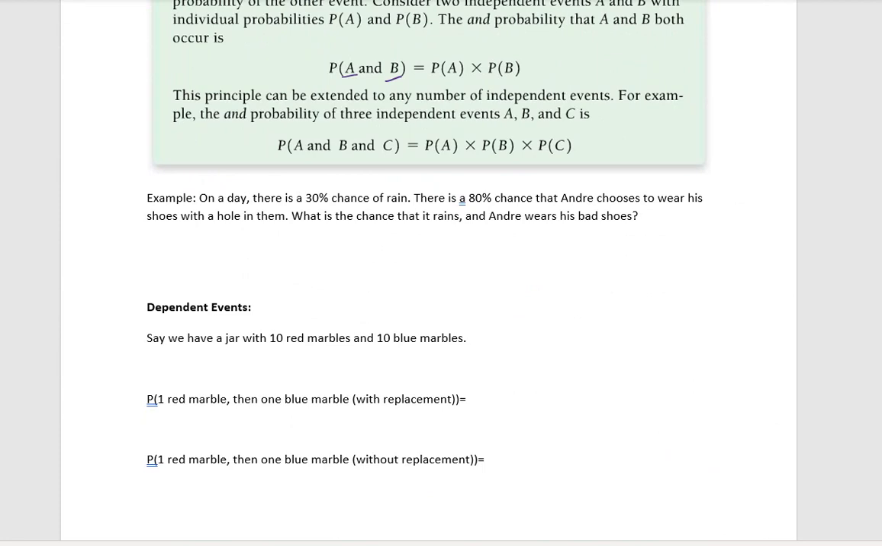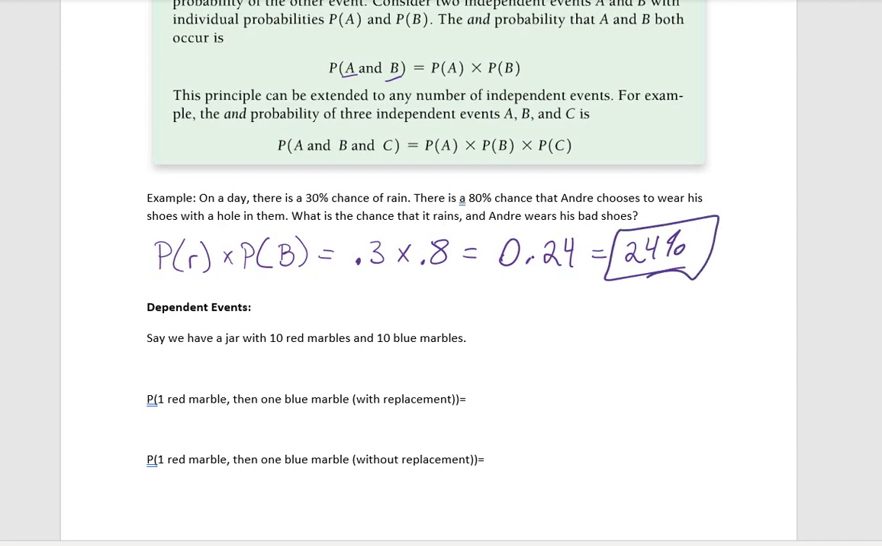So these are nice when you have just weird empirical data. For example, if there's a 30% chance of rain and an 80% chance that Andre wears his shoes with a hole in them, and let's say that these are independent, so Andre never checks outside, he just randomly grabs a pair of shoes, okay? We want to know what's the chance that it rains and he wears his bad shoes. So the probability of rain times the probability that he wears his bad shoes is going to be 0.3 times 0.8, so 0.3 is 30%, 0.8 is 80%. So those together are going to give us 0.24, or a 20% probability that he does this.